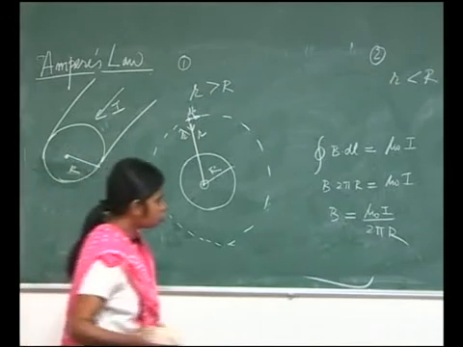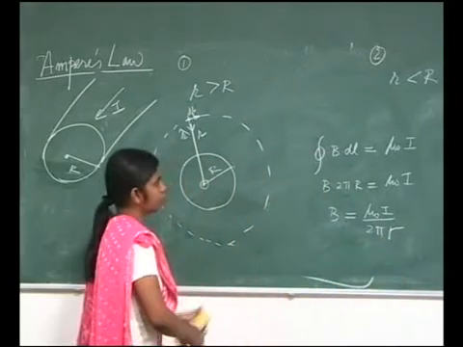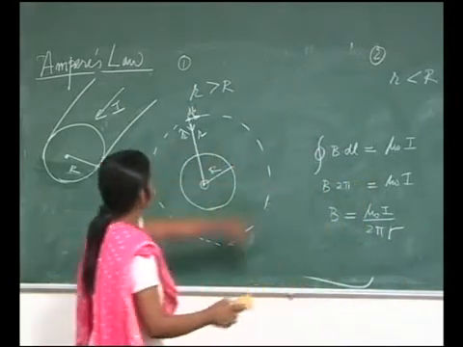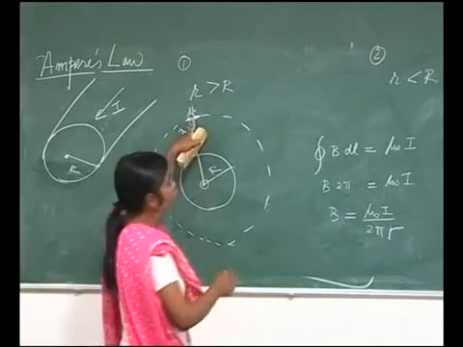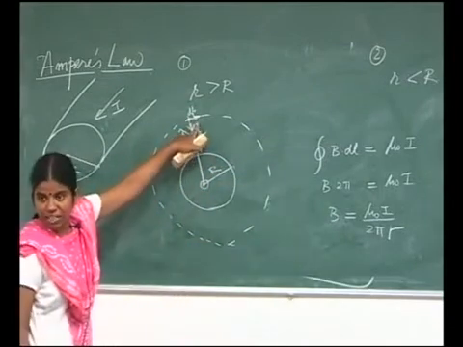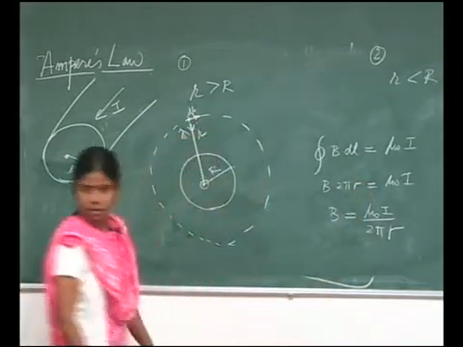Here, sorry, this should be small r, because I am taking this bigger circle. So dl is on this circle, so this will be the small r.